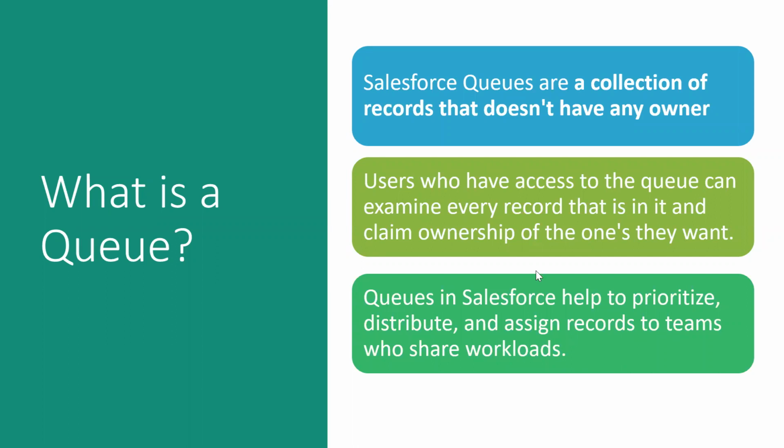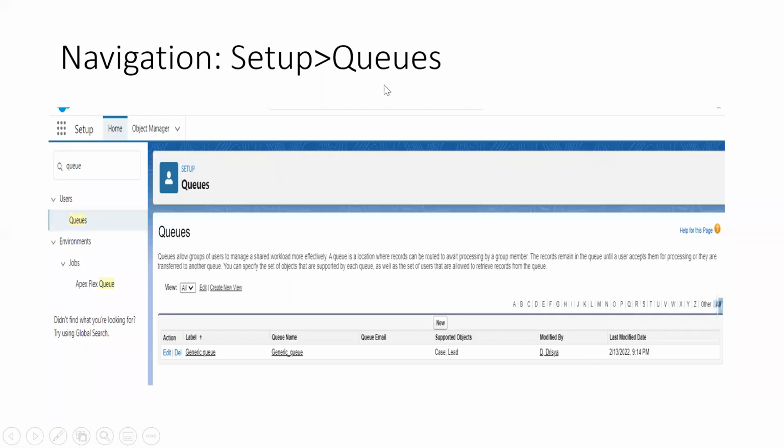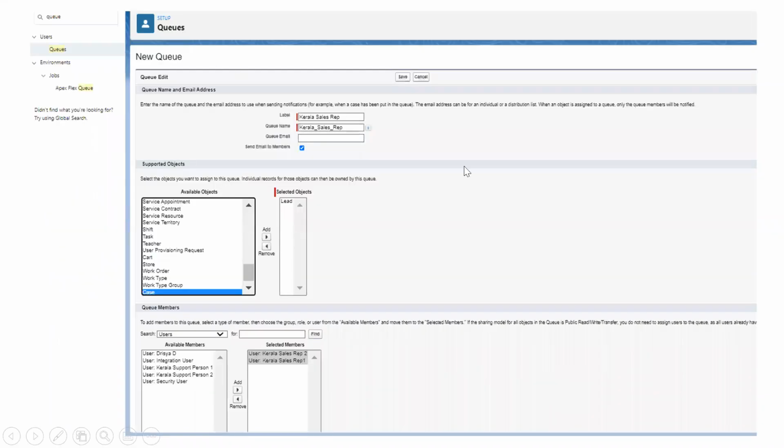What is the use of queues? It helps to prioritize, distribute and assign records to teams who share workloads. So I included those screenshots also. Navigation is set up, queues. Same thing I showed you. This is the new queue creation screen. Email address, supported objects and queue members we can define here.